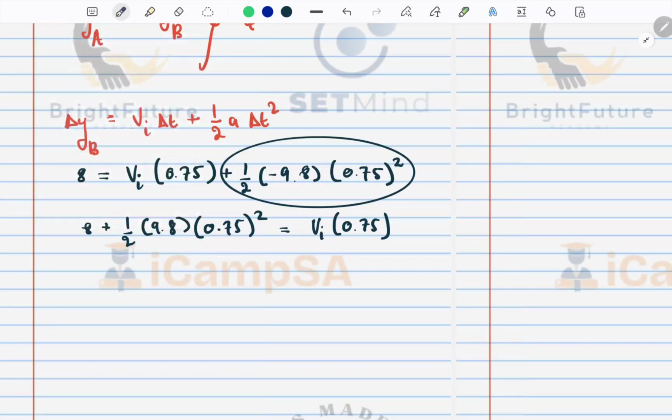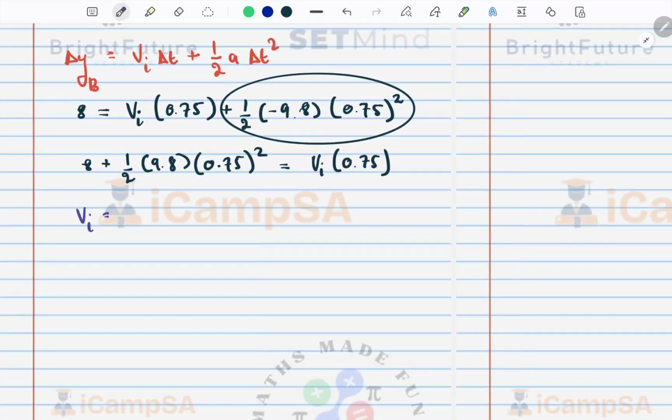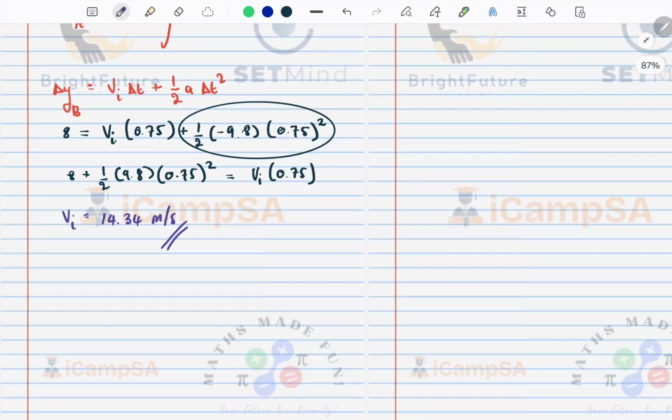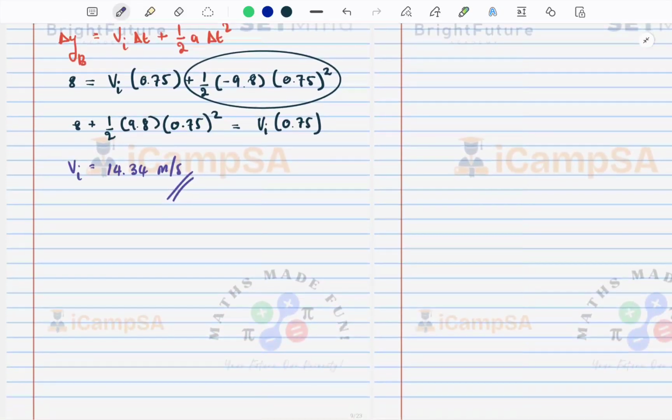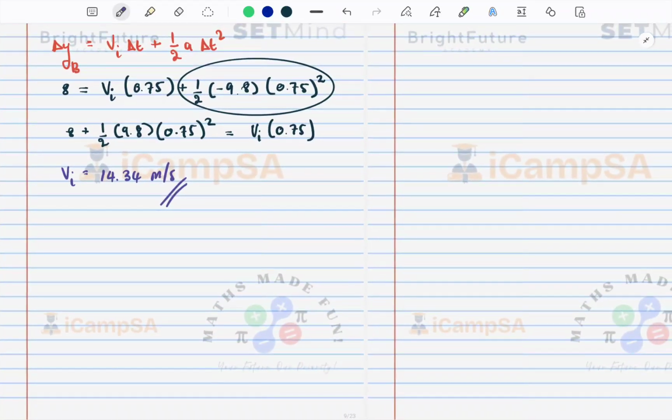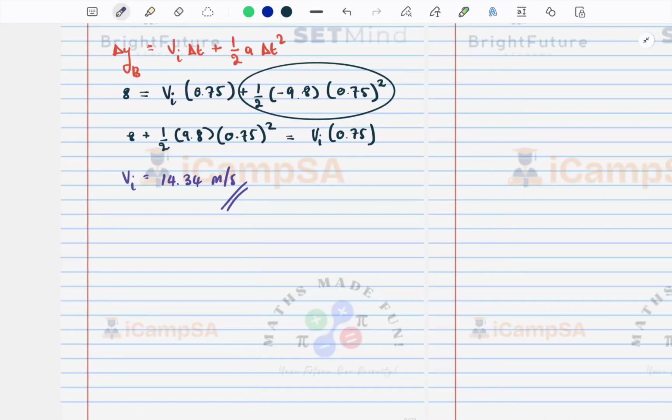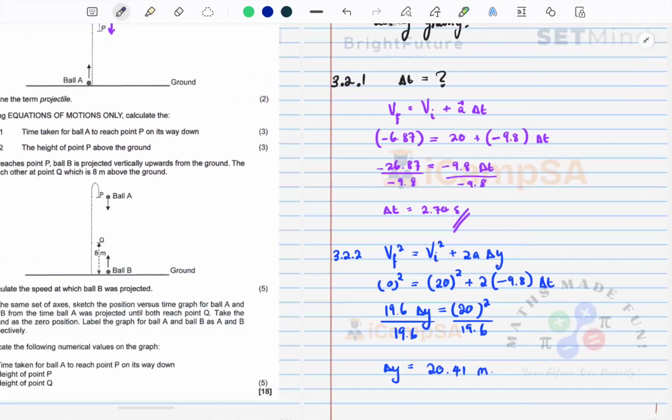And for me, this is what I'm getting: 14.34 meters per second. Okay, this is what I've got, and this is your final answer for this question. And then for the last question here, what do we have?